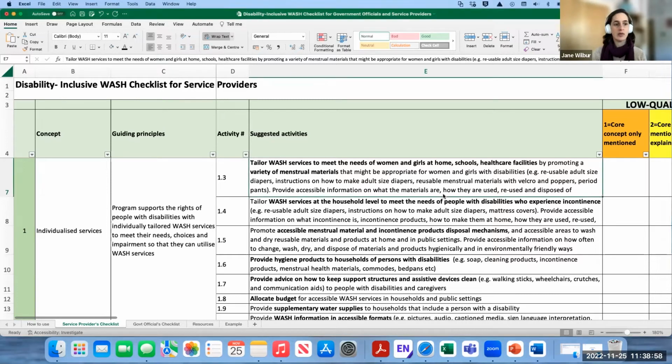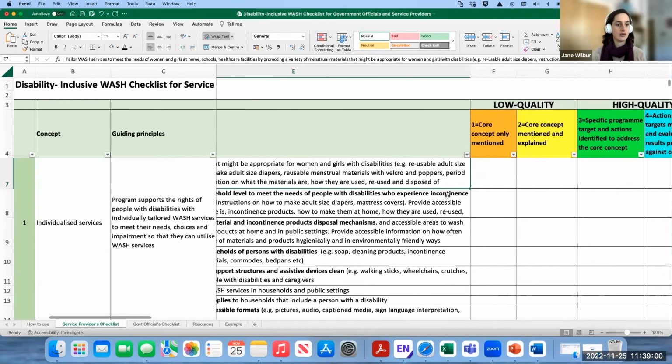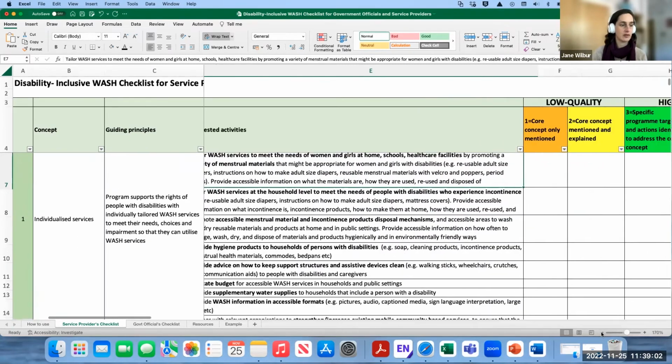So now we're going to move across to the scoring. I'm just going to zoom out a little.